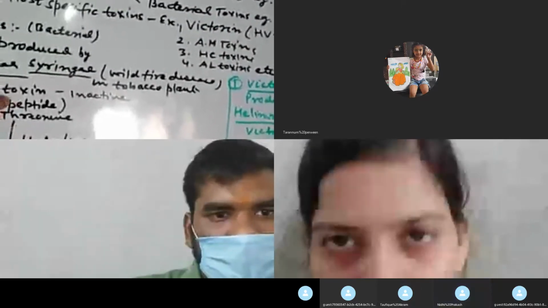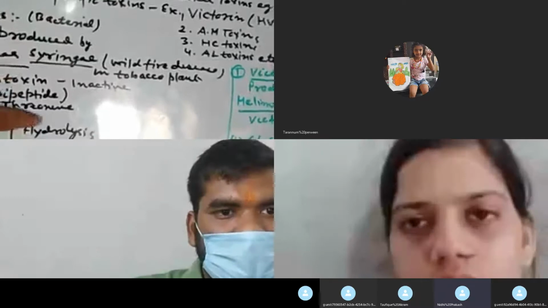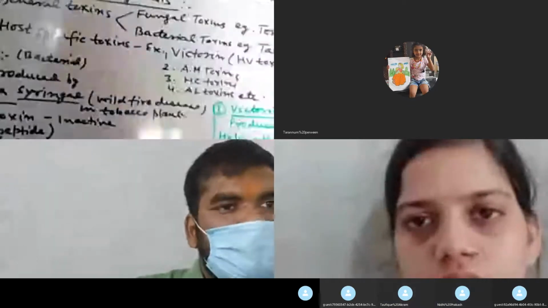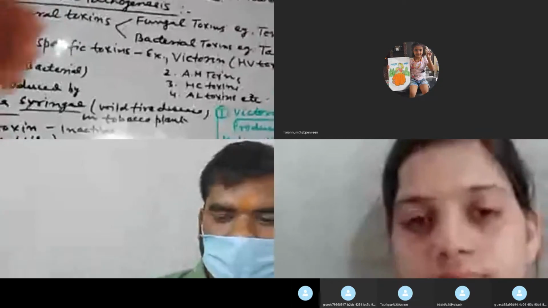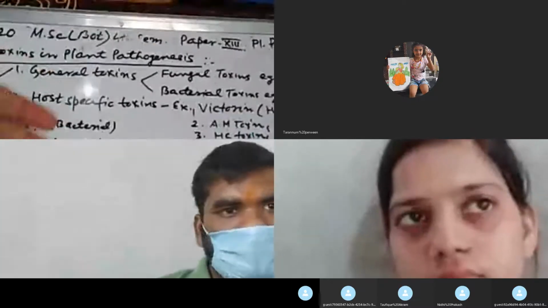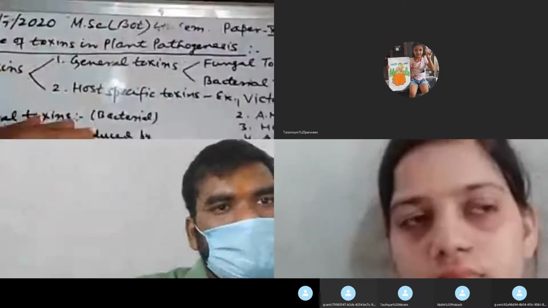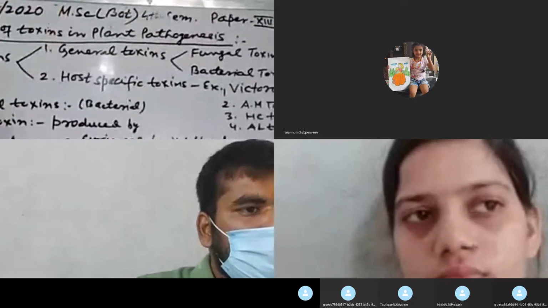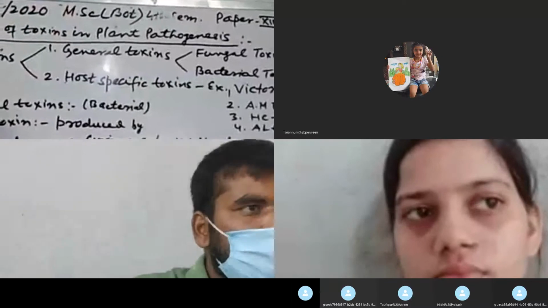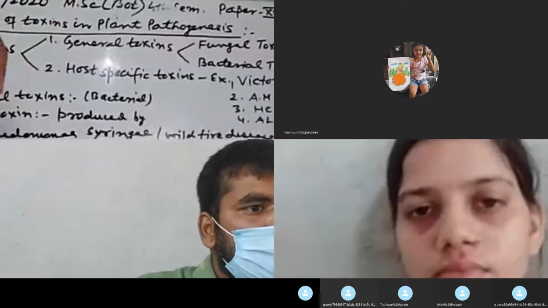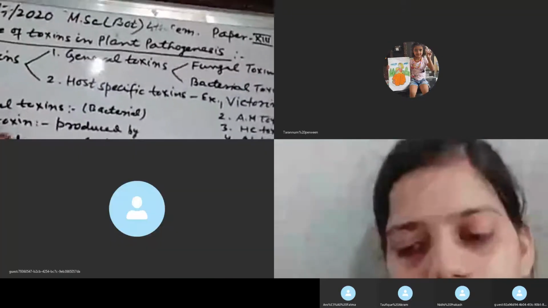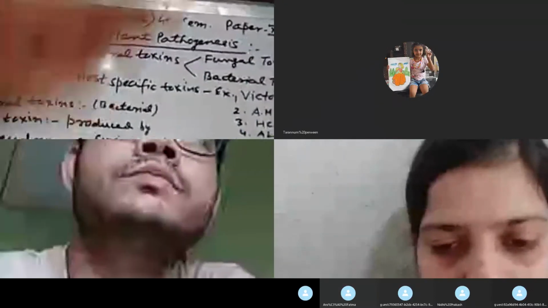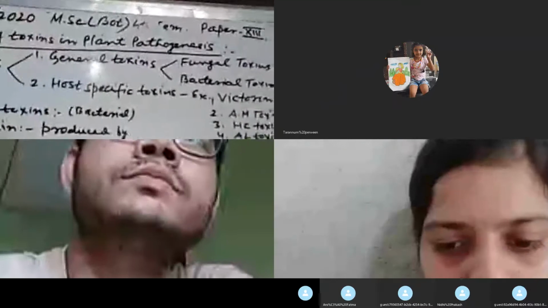The amino acids included in this tab toxin include threonine. Threonine is a type of amino acid. I think you are quite aware of the terms amino acid and protein. You have already studied all these things in your BSc Botany Part 3, paper 5, where you study biochemistry. Now I think all of you are quite aware of these terms: amino acid, polypeptide.